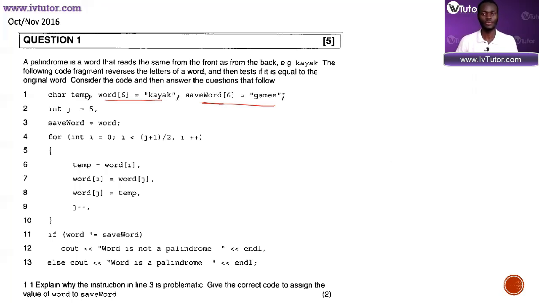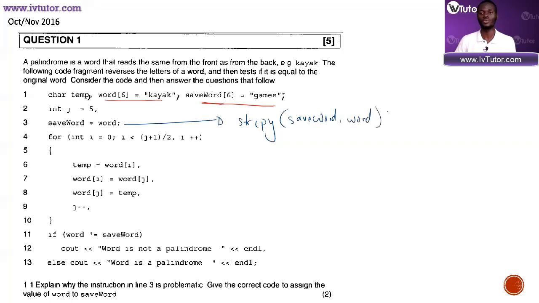So we know that word and save word are C strings, but what's happening on line number 3 is that we are trying to use the assignment operator to copy word into save word. And we know that you cannot use the assignment operator with C strings. This is not going to work because the assignment operator cannot be used to assign C strings. The solution, though, is to use the string copy function, right? So your solution would be to do something like strcpy, copying into save word from word.